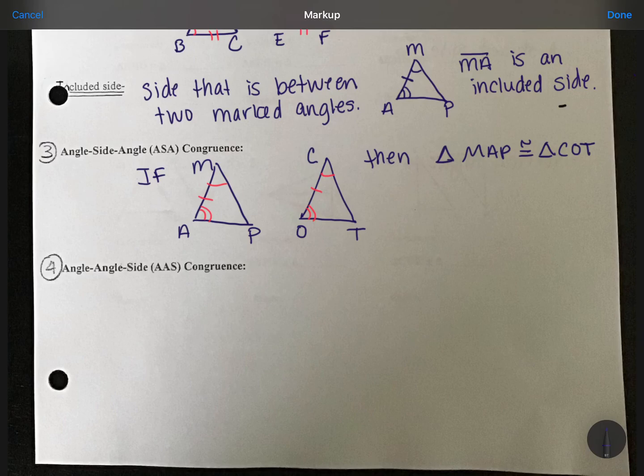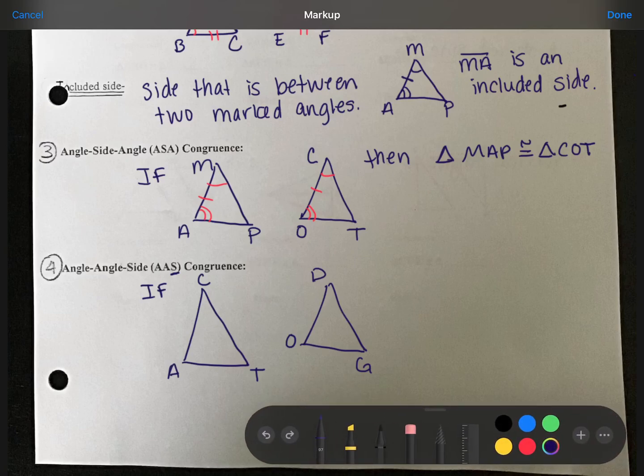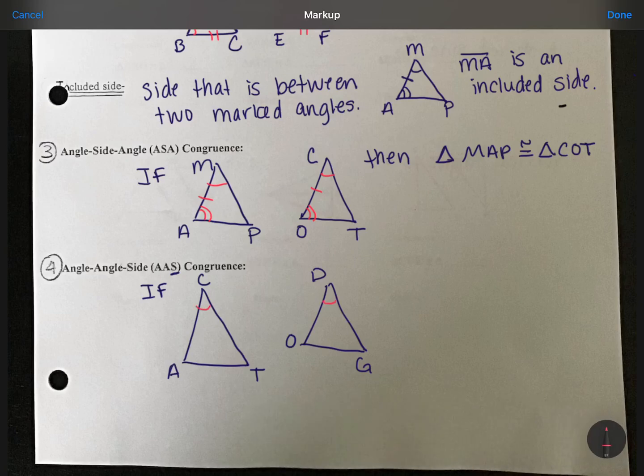All right, the fourth way out of the 5 ways to show triangles are congruent is angle, angle, side. So angle, angle, side, if you notice that side is not between the 2 angles, so it's going to be a non-included side. So if I have a triangle CAT, and another triangle DOG, and I know that C is congruent to D, A is congruent to O, and AT is congruent to OG.